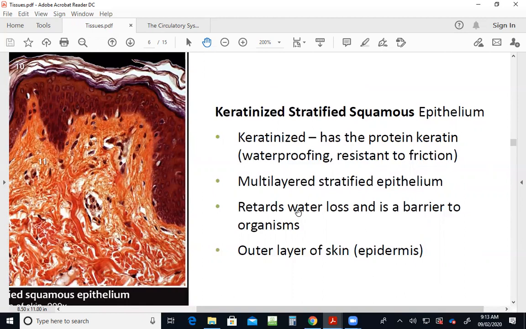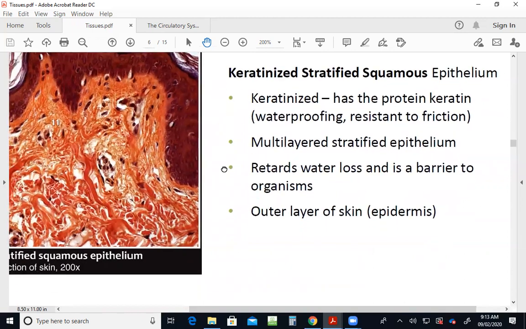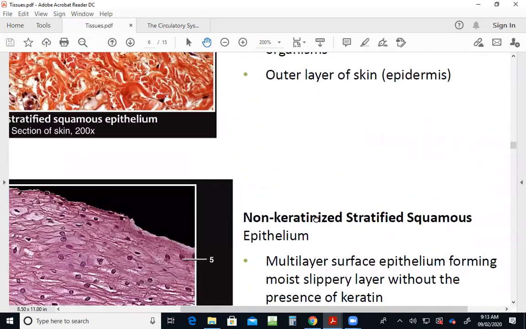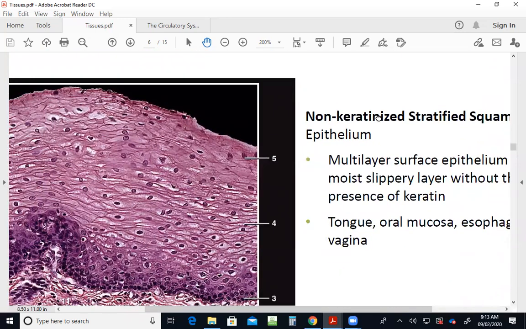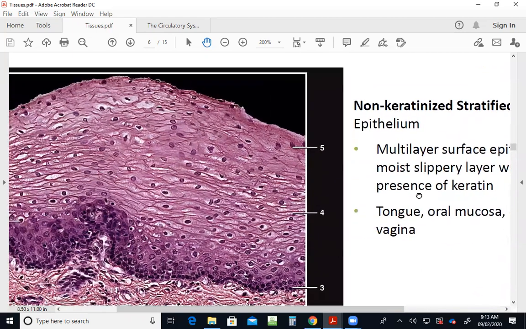So it's a barrier to organisms and retards water loss. Kind of gross to think about, but a lot of the dust that collects in our house is actually dead skin cells. So pretty gross, but that's what it is.